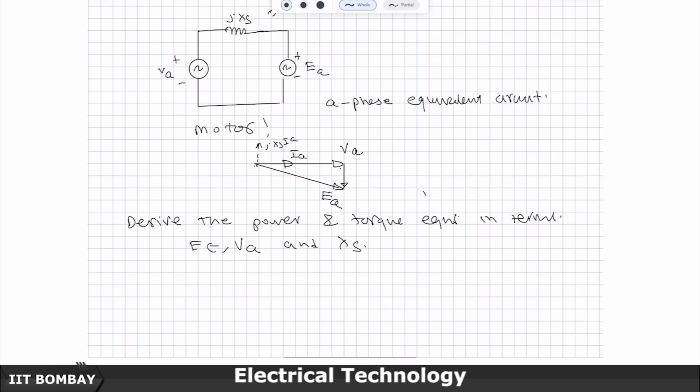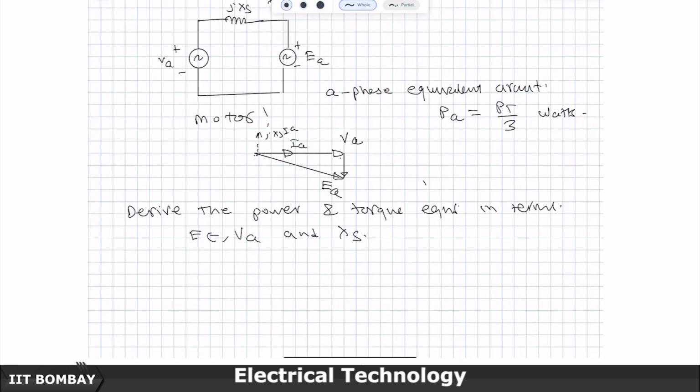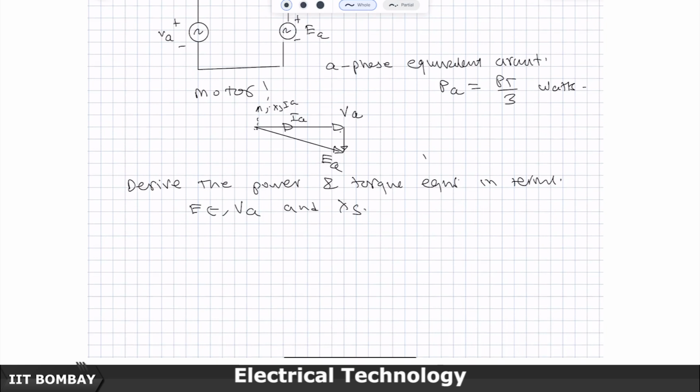The A phase power which is transferred is the total power divided by 3 watts, because if the motor is rated say 3000 watts, then 1000 watts contribution is coming from A phase, 1000 watts from B phase, and 1000 watts from the C phase. So, now we are trying to get an expression for P A. So, what can P A be written as?